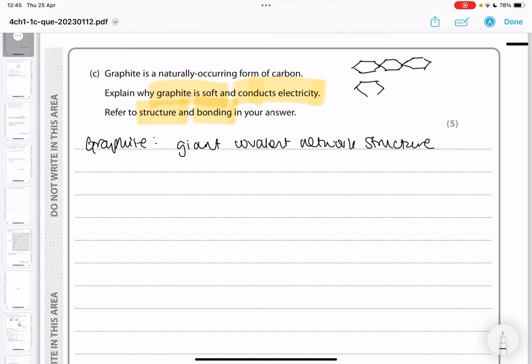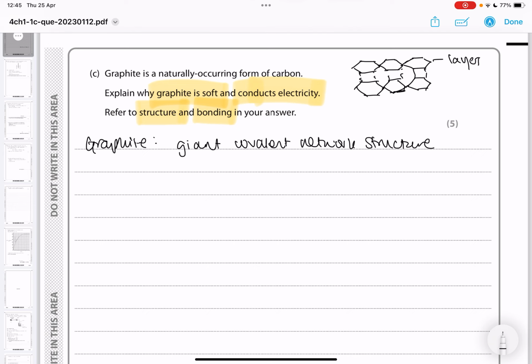Okay. These are supposed to be hexagons, by the way. Okay, so you've got hexagonal sheets and you've got weak intermolecular forces of attraction between the layers. So you've got hexagonal sheets which are arranged in layers, and there's weak forces of attraction between the layers. Now, because the intermolecular forces of attraction between those layers are very weak, it means that they can easily be overcome and the layers can slide over each other, which is what makes graphite soft.